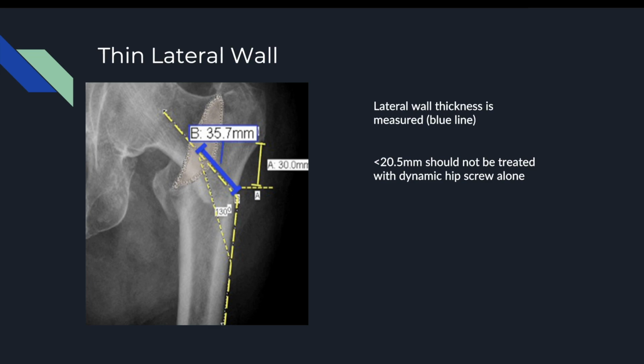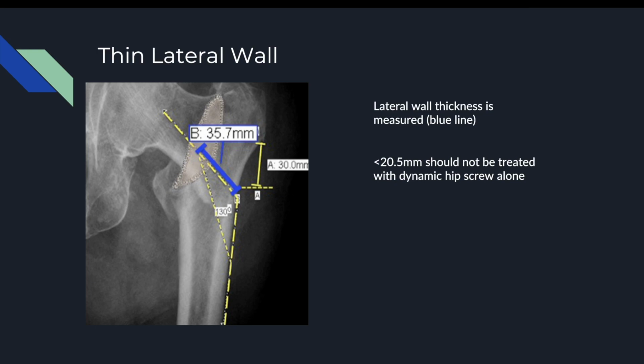And then our last one is the thin lateral wall. Lateral wall thickness was measured with this blue line. And honestly, Drew, I was trying to figure out how exactly they did this measurement, and I'm not sure if it's out of the scope of what we're discussing today. But one study I found said that intertrochanteric fractures with a lateral wall thickness less than 20.5 millimeters should not be treated with dynamic hip screw alone. And we're going to talk more about the treatment options for these different fracture patterns, but that's where this can become relevant as well.